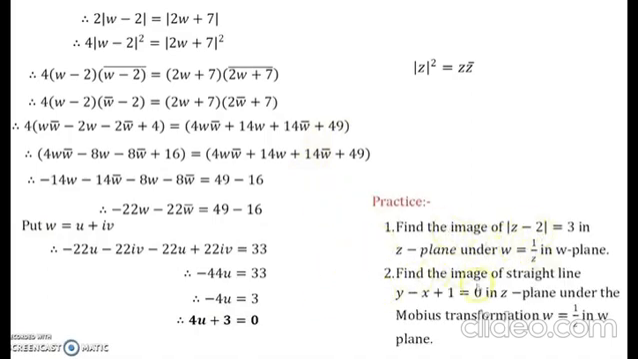So we have some practice problems for your own practice.